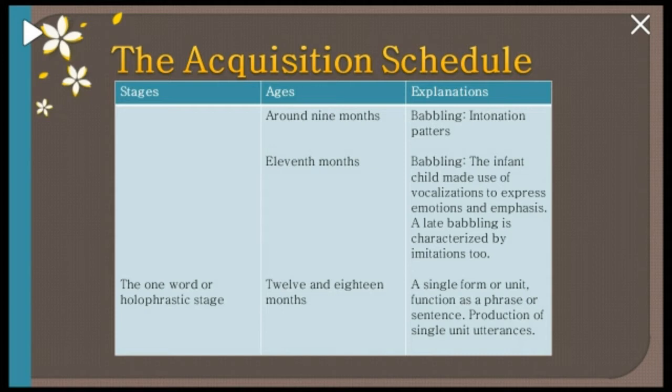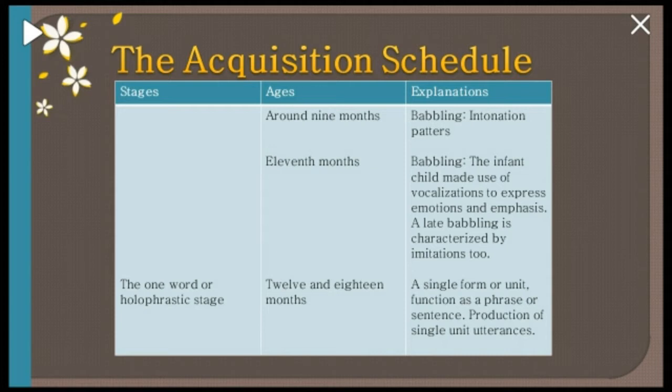We continue our discussion. The third is around 9 months. The explanation is babbling and intonation patterns. And the last is 11 months. The explanation is babbling, where the infant makes use of vocalization to express emotion and emphasis. Later babbling is characterized by imitations too.